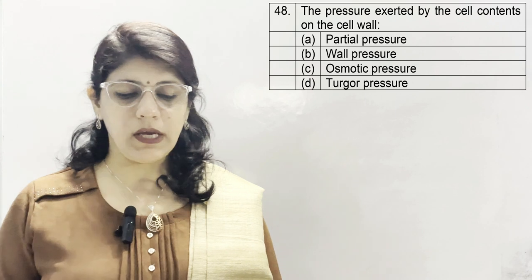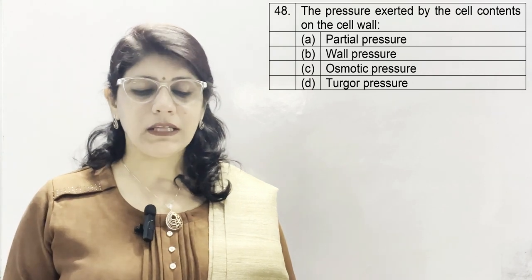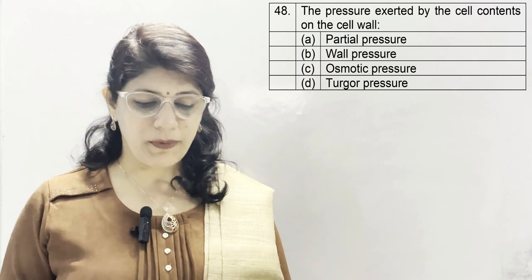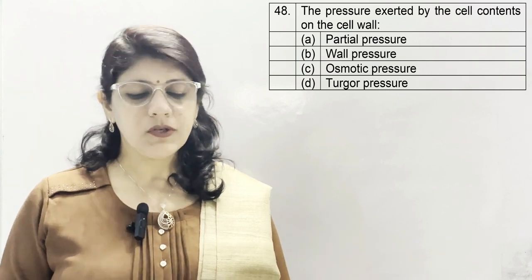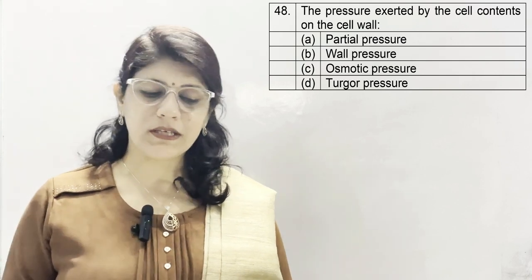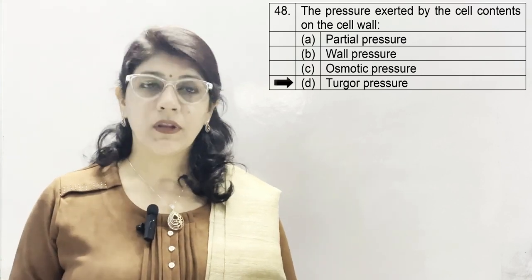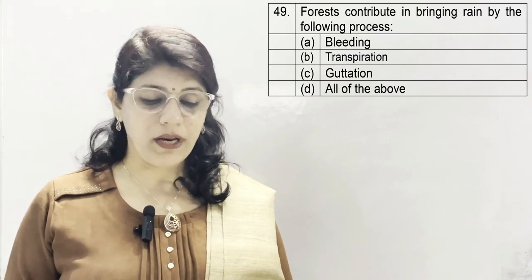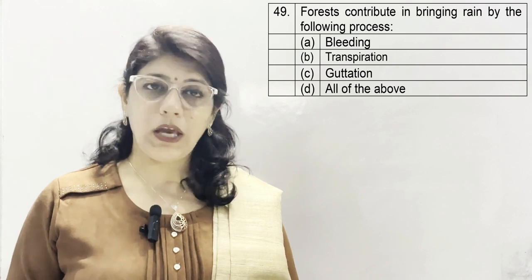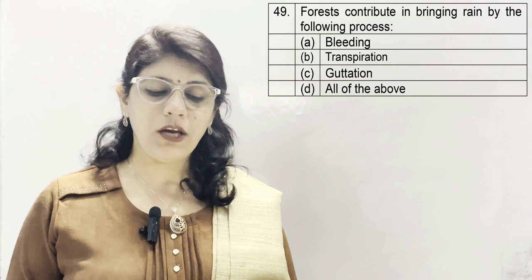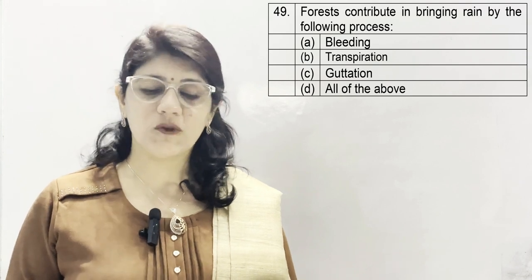Question number 48. The pressure exerted by the cell contents on the cell wall. A option partial pressure, B wall pressure, C osmotic pressure, and D turgor pressure, and the correct option is D, which is turgor pressure. In question number 49, forests contribute in bringing rain by the following process. A option bleeding, B transpiration, C guttation, and D all of the above, and the correct option is B, which is transpiration.